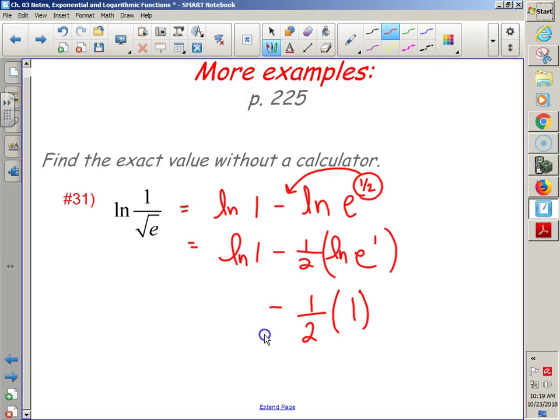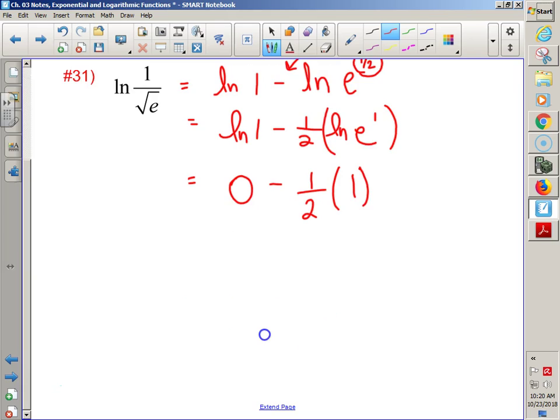Does anybody remember what happens when you have any logarithm of 1? E to what power is 1? Any base to what power is 1? That's actually in your properties from section 3.2. Any logarithm of 1 is always, always, always 0. You guys might also remember that we had an x-intercept. Y was 0 and x was 1. Anyway, it's another reason. But you end up with 0 minus 1/2 is just negative 1/2.